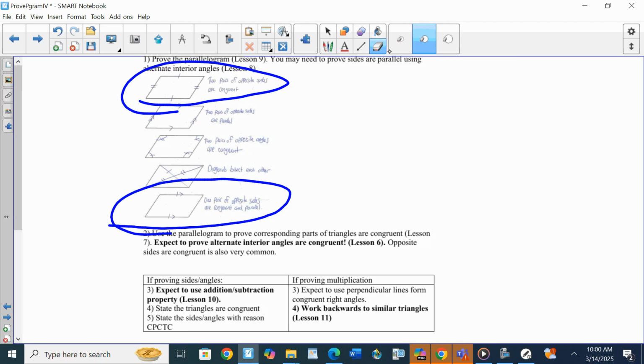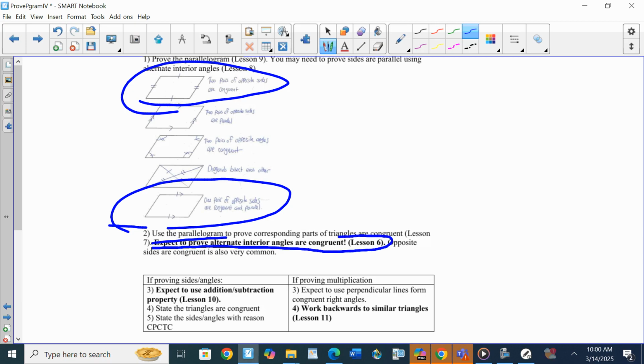Once we do that, we use the parallelogram to prove corresponding parts of the triangles are congruent. And you're going to expect, you see it bolded here, expect to prove alternate interior angles are congruent. Once you have the parallelogram, almost definitely you're going to have to prove the alternate interior angles are congruent. From there, again, there's 2 different types.